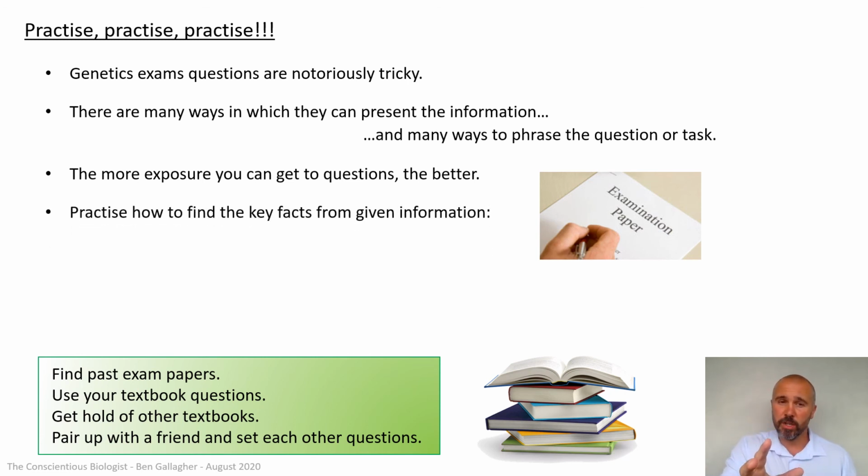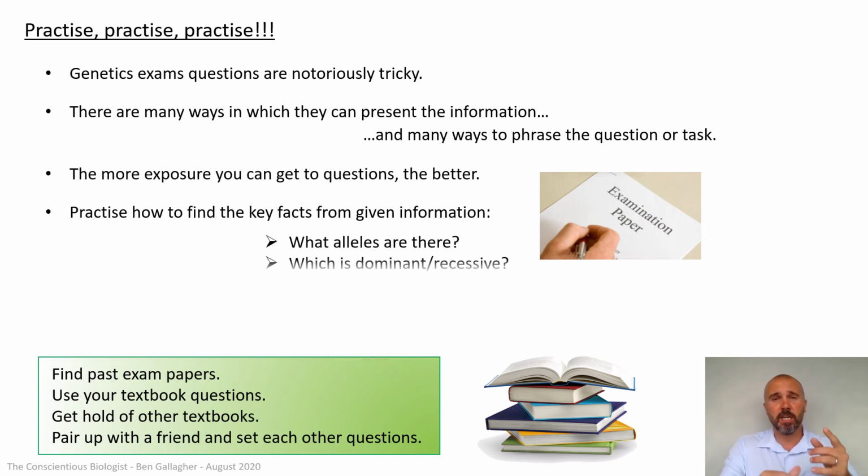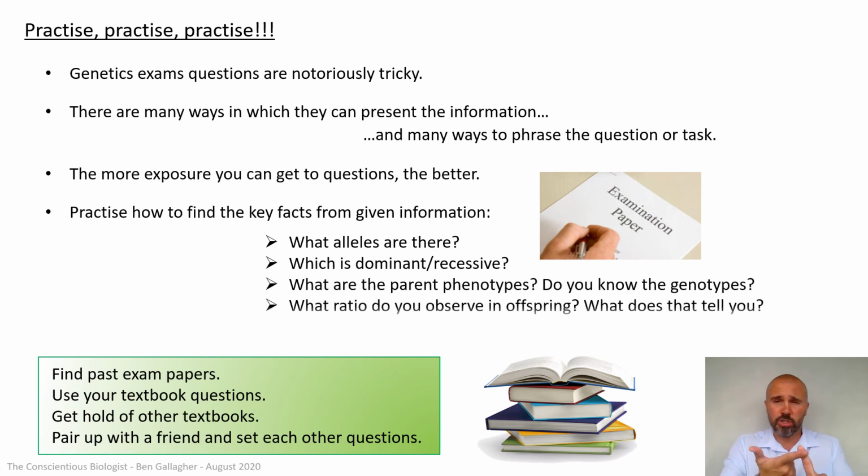This is the real skill on those though. Practice how to find the key facts from the information that's given. And those key facts are what alleles are there, what's dominant and what's recessive, what are the parent phenotypes, and do you know the genotypes? Because if you've got that information, you can do the whole cross. What ratio do you observe in the offspring, and what does that tell you? If they're only giving you the offspring and the ratios, you can basically work out what the parents will be, because we've covered all 3 potential crosses in this video.